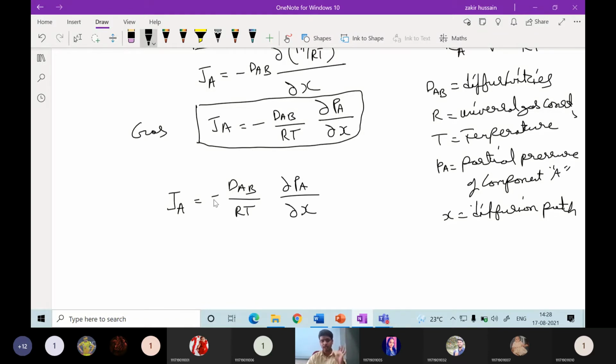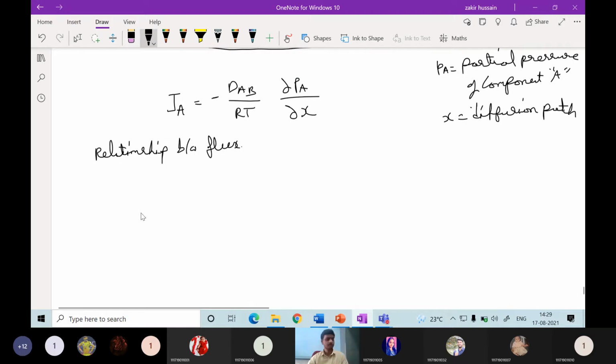This is Fick's first law of diffusion. Now we have to rearrange that one. Next is the relationship between diffusivities. What is the relationship? Can anybody say? Not diffusivity, fluxes. Okay, this also we have to start from the fluxes only.